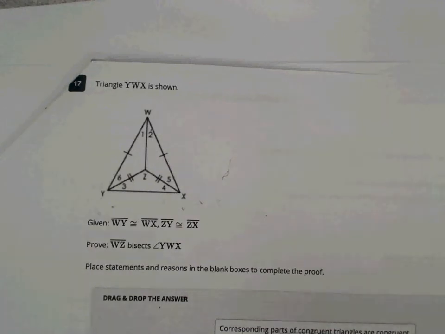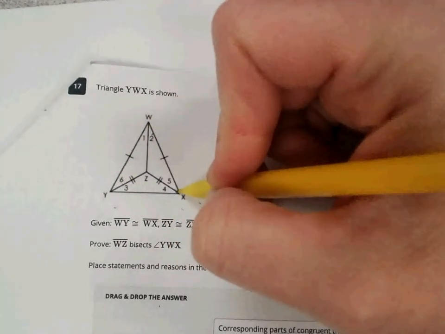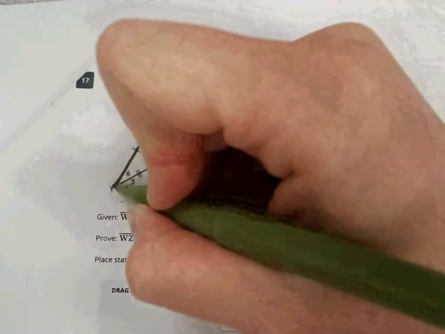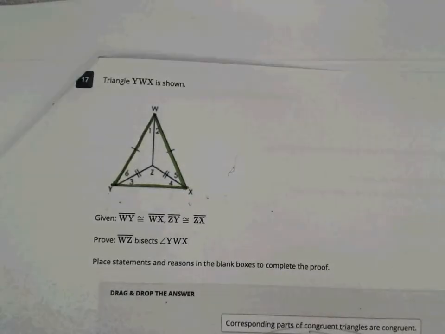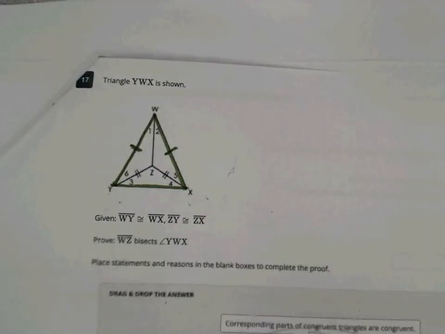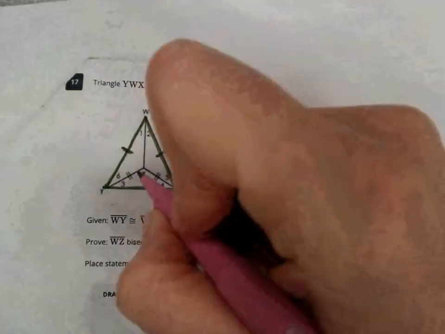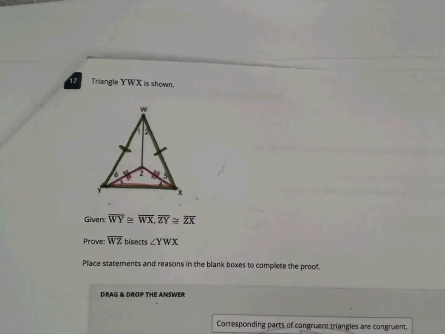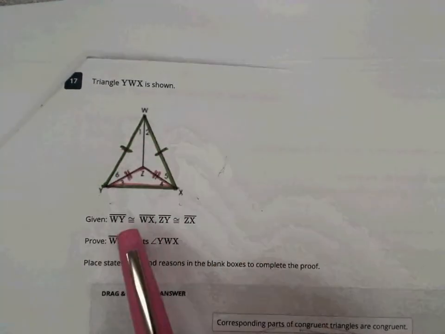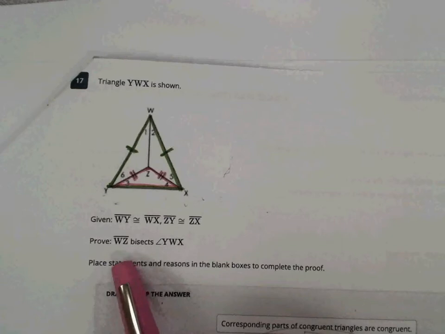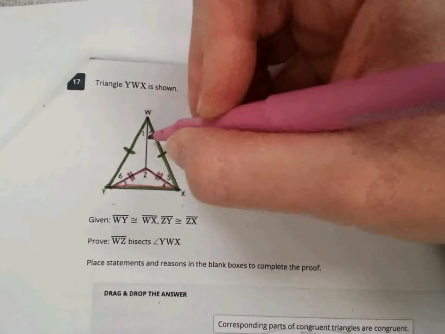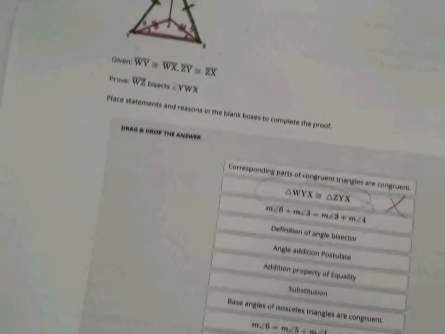We have some triangle measures going on here with two isosceles triangles. You can tell because we have this larger triangle WYX, and then it has these sides marked, and then we have this smaller triangle ZYX, and it also has two sides that are congruent, and you can see that the markings are actually stated in the given. What we're trying to prove is that WZ bisects angle YWX. We want to prove that angle 1 and 2 are congruent. So we've got a lot going on down here.